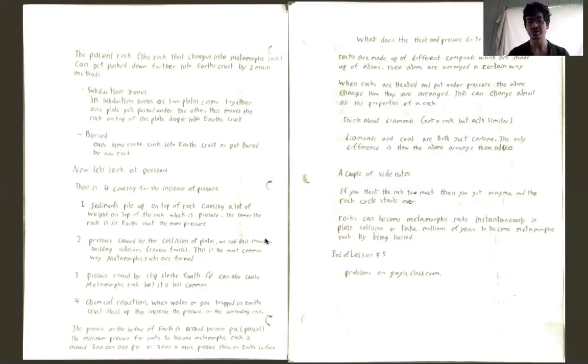The third way is when you have a slip-strike fault. This is when two plates are moving in opposite directions, and they build pressure as they slip by each other. These aren't as common for building metamorphic rock, but they do happen. When you have a head-on collision, that's the most common way that metamorphic rocks are formed.